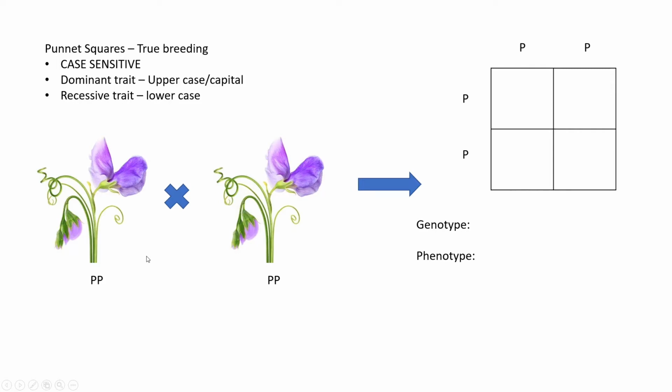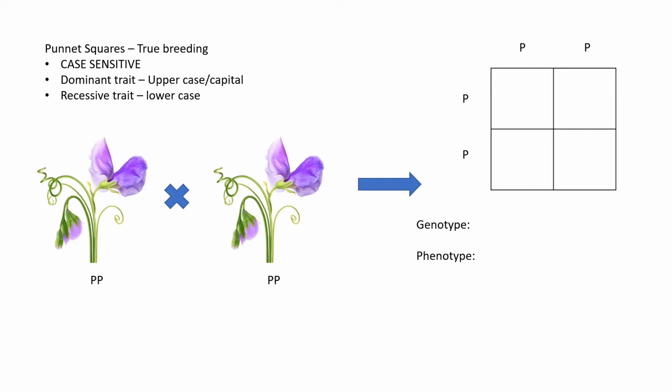To do Punnett squares, we draw a big box with 4 smaller boxes on the inside. We get the alleles for each parent and we line them up. Let's say for this parent, we'll put their alleles up the top, and for this parent, we'll put their alleles on the side. Capital P and capital P for both of the alleles for this plant. If you remember your multiplication table from primary school, it's exactly the same thing. Just let me get a pen and I'll change the color to purple. So you just multiply them.